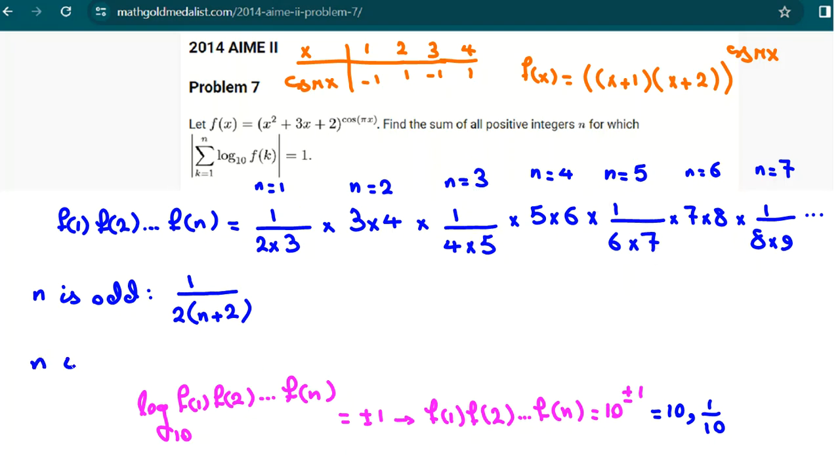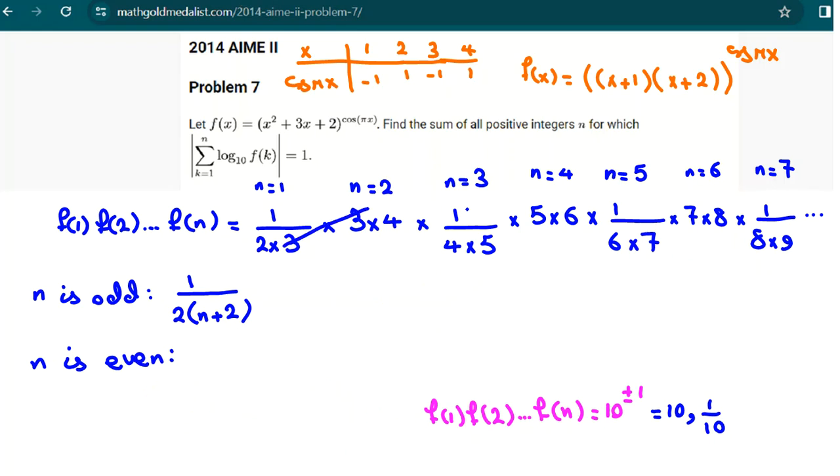And if n is even, what happens? So let's see this part, even. 3 times 4 over 2 for n 2. For n 4, you cancel this, 6 over 2. So it will be n plus 2 over 2. Okay?